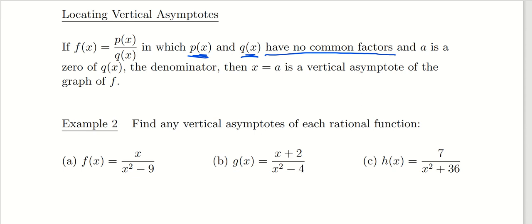You might actually get something called a hole in the graph. But for our class, we're always going to assume this, or at least you can check and make sure this is true. But if this is the case, if they have no common factors, then those same values we were locating when we were finding the domain, the zeros of the denominator, those will be the ones that produce our vertical asymptotes.